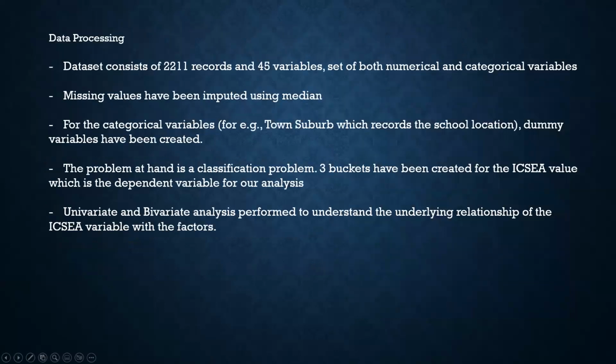For the data pre-processing, to begin with, the average ICSEA value is set at 1,000 points. The lower the ICSEA value, the lower the level of educational advantage of students who go to this particular school. The higher the ICSEA value, the higher the level of educational advantage of students who go to this school in particular. The data consists of 2,211 observations and 45 variables.